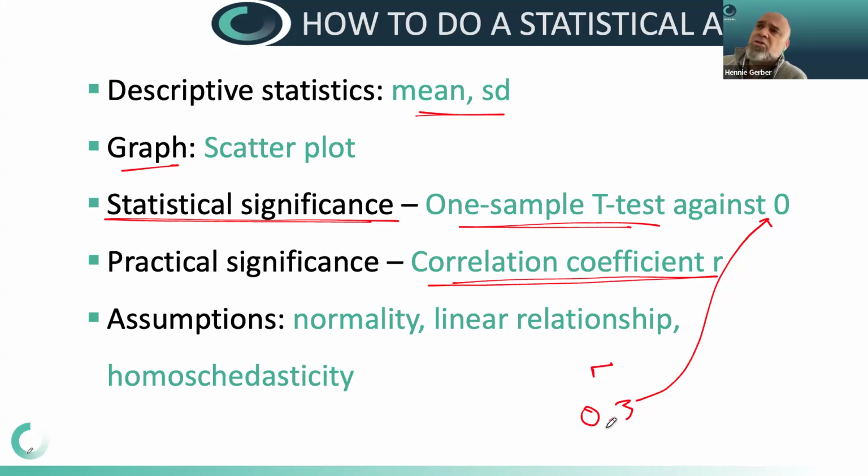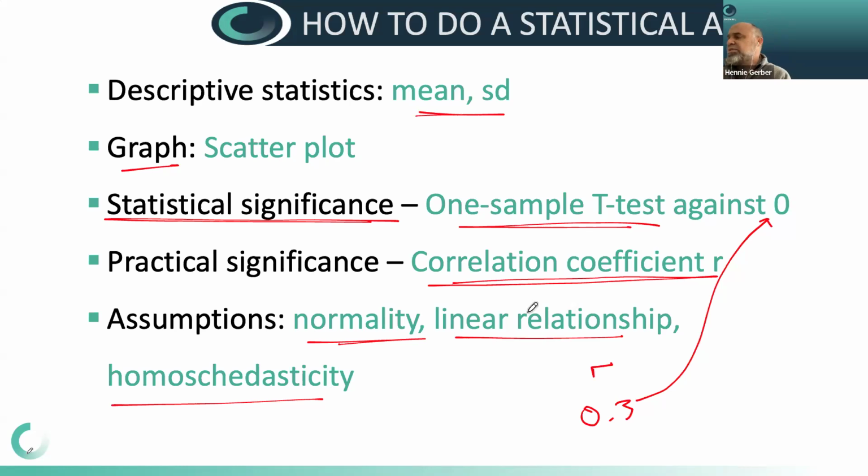Then the assumptions we need to look at are normality, there must be a linear relationship, and there must be homoscedasticity. Normality means that both the variables must be normally distributed, so the distribution of communication and timeliness must be normal. And then there must be a linear relationship between the two variables. If it's non-linear, we can't do a Pearson correlation.